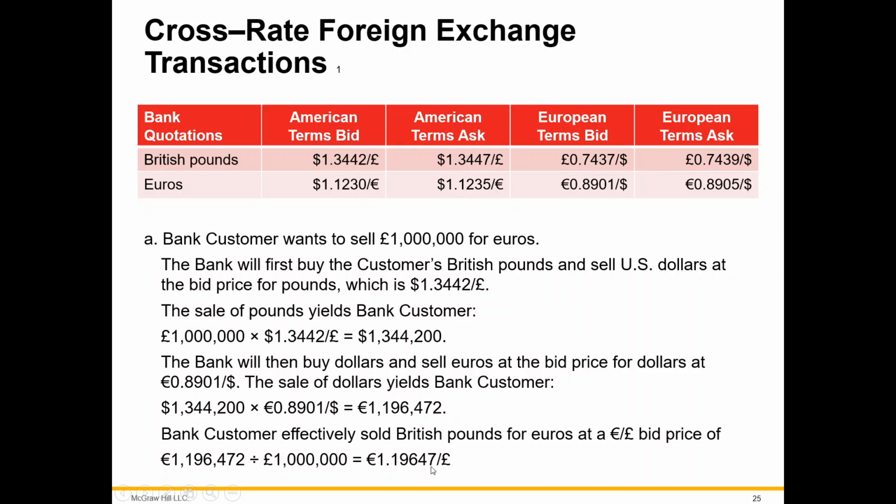And then you can back out the total. Since we had 1,000,000 pounds and we ended up with 1,196,472 euros, that's going to tell us the effective cross exchange rate. So how did we know not to do 0.8905 and not to do 1.3447? You just have to think through which is the one that benefits me, and then don't do that. That way the organization you're working with gets to have their little tiny spread that they earn on all these transactions to make up for that hostile transaction environment.